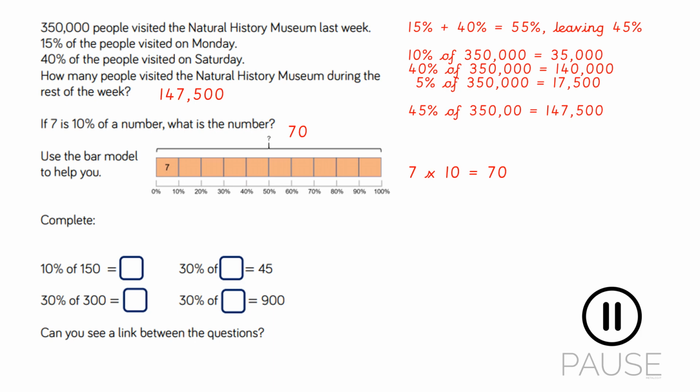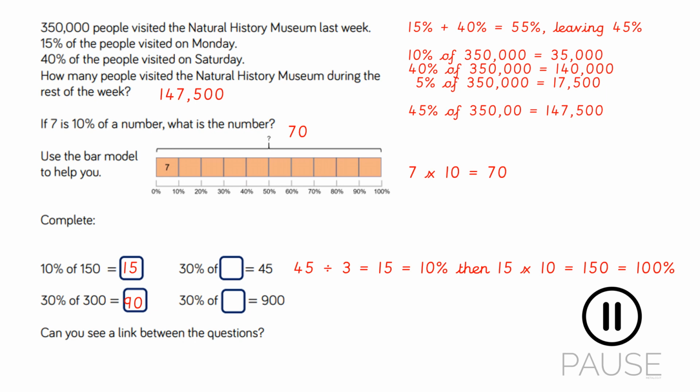And then complete these. 10% of 150 equals 15. 30% of 300, 10% is 30, times it by 3 is 90. 30% of what is 45? So again we're going to do the inverse here. So we're going to do 45 divided by 3 equals 15, which would give you 10%. Then 15 times by 10 equals 150, which would give you 100%.